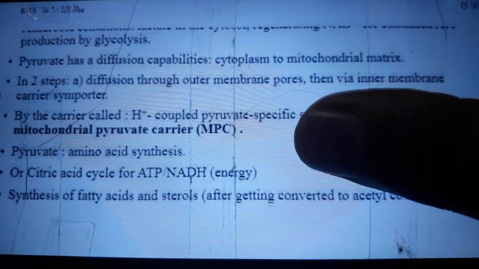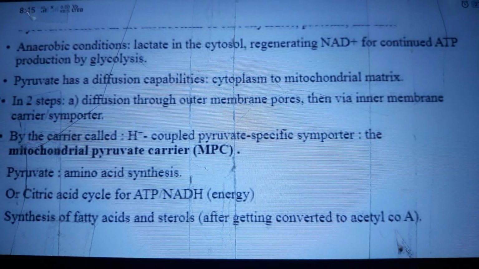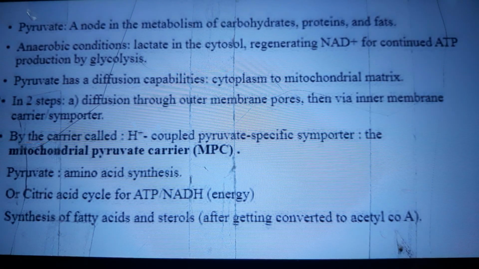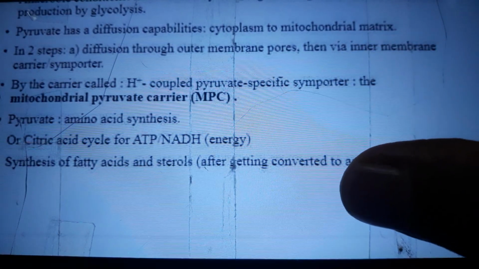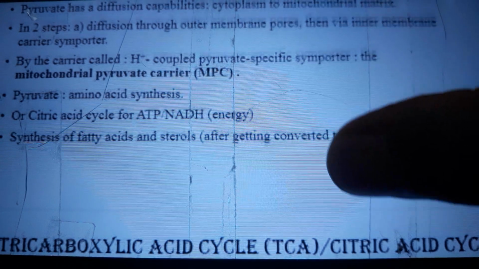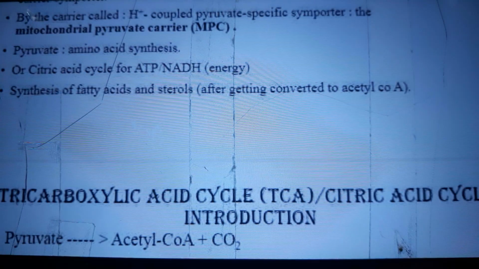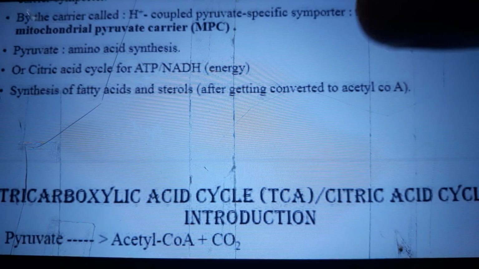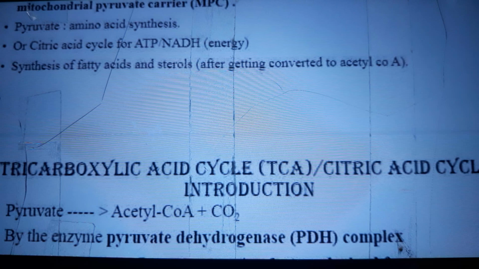Under anaerobic conditions, lactate in the cytosol regenerates NAD+ for continued ATP production in glycolysis. Pyruvate has diffusion capabilities between the cytoplasm and mitochondria, in two steps: diffusion through outer membrane pores, then via an inner membrane carrier, a symporter called the H+-coupled pyruvate-specific symporter, the mitochondrial pyruvate carrier.